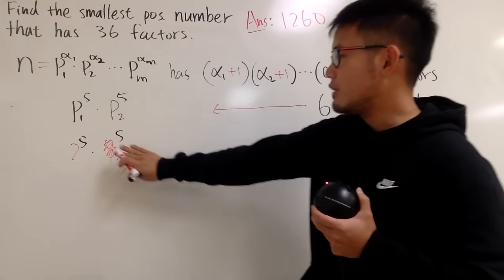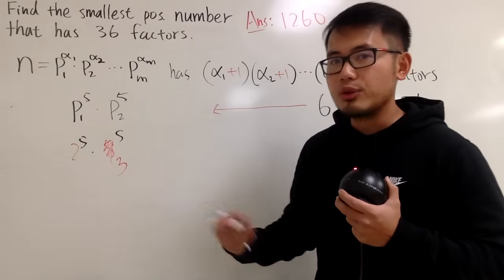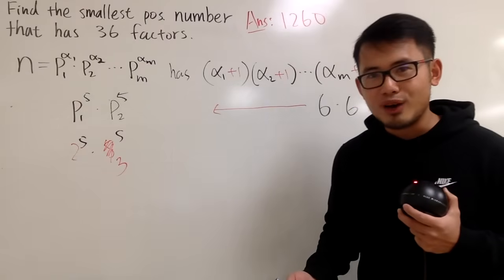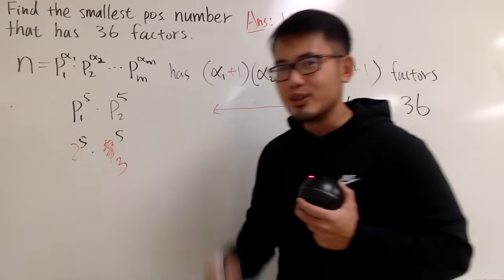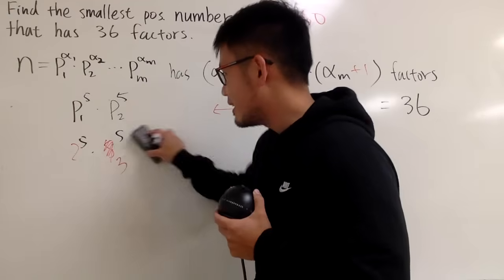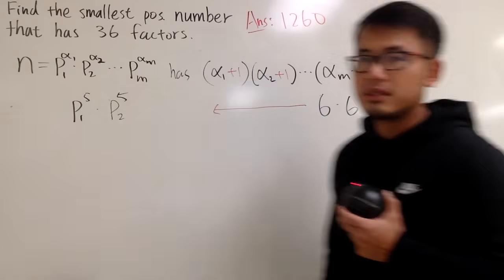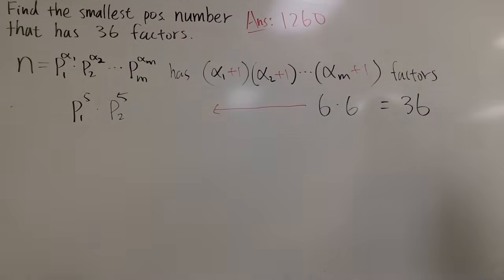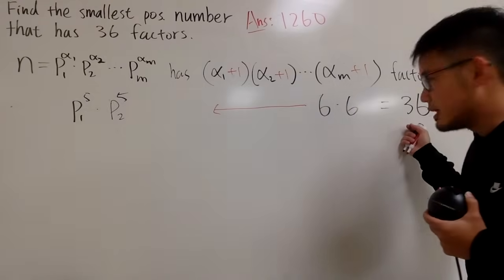Sure, that will give you another number that's going to give us 36 factors as well. But this number is not going to be the smallest either. Okay, so unfortunately that's not the case. Now we have to come back here to see how we can break down 36.